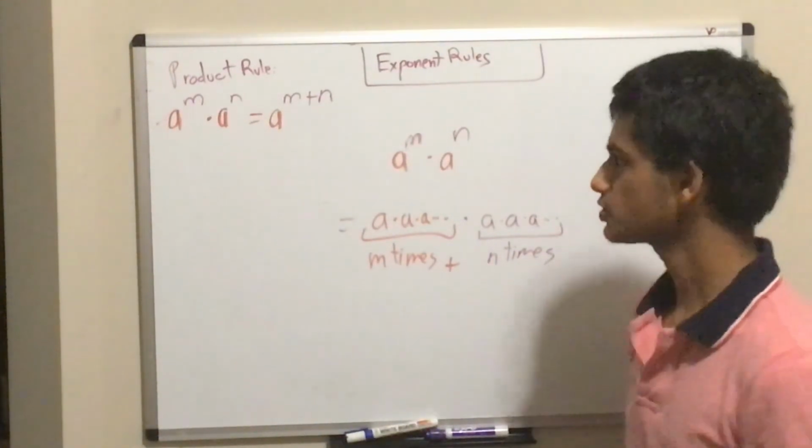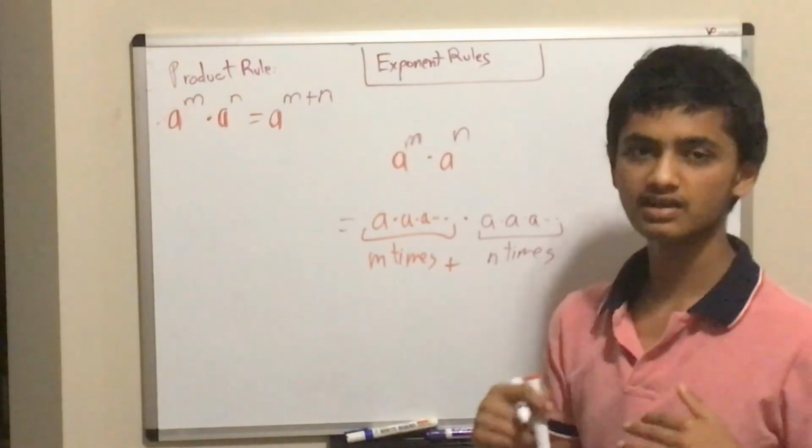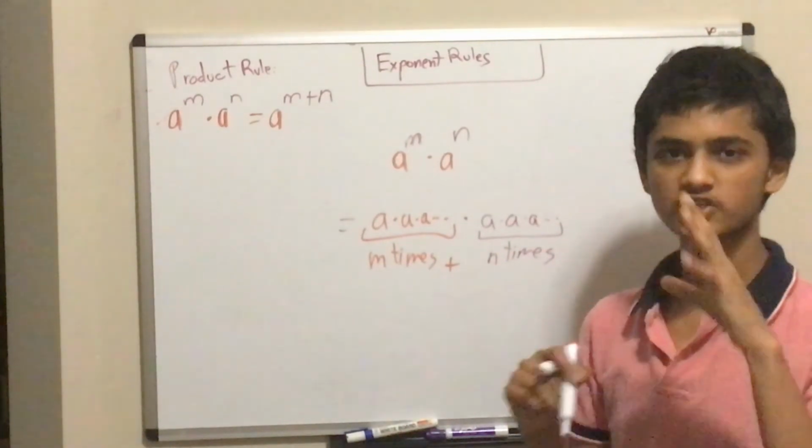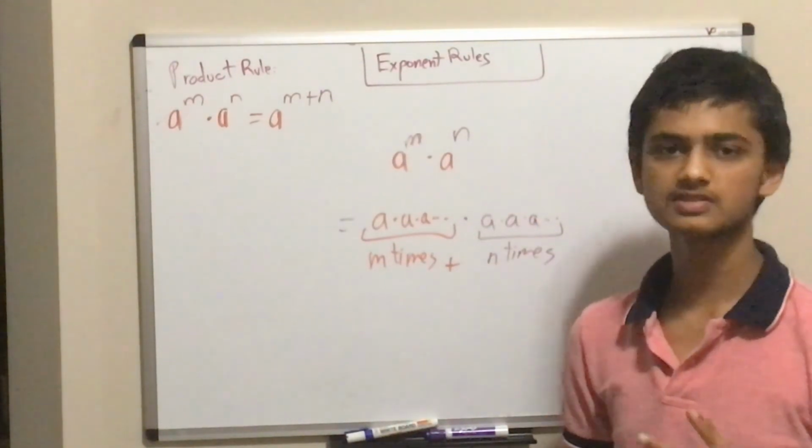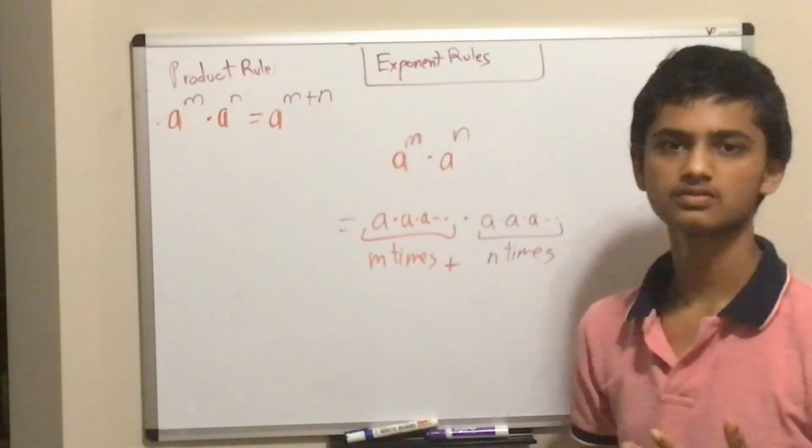So I hope you guys understood how the product rule works and maybe applied it in connection to combining different exponents and applying it in different situations.